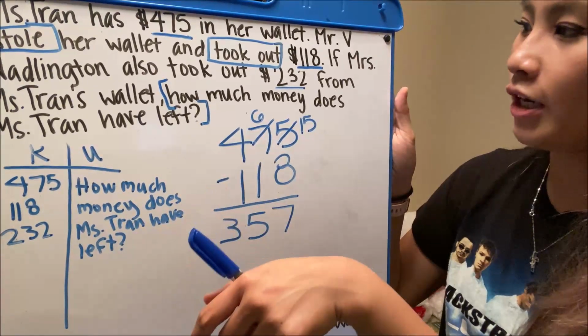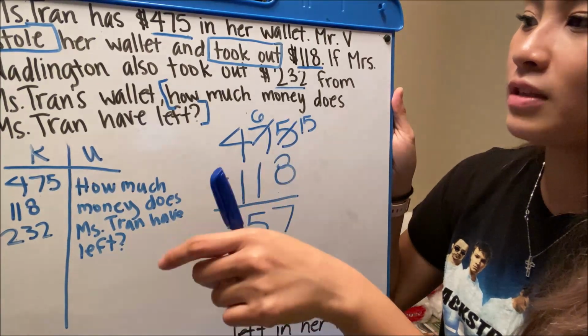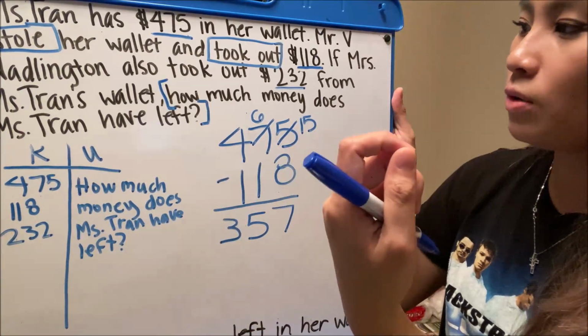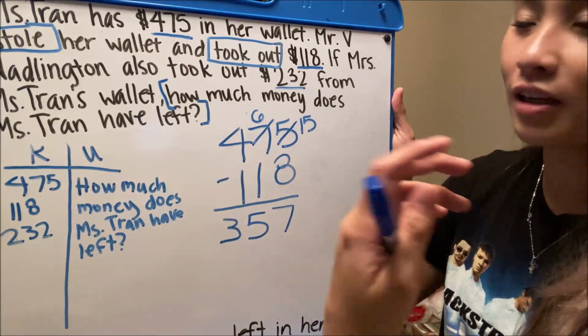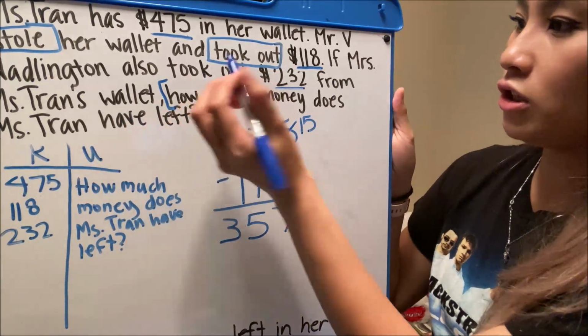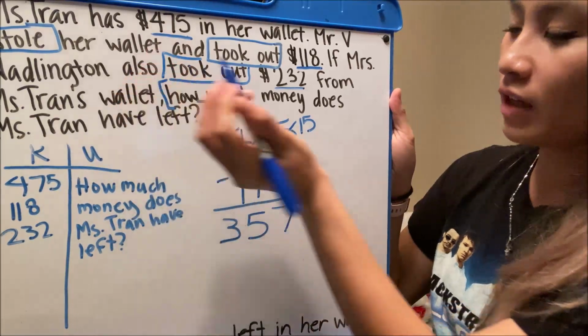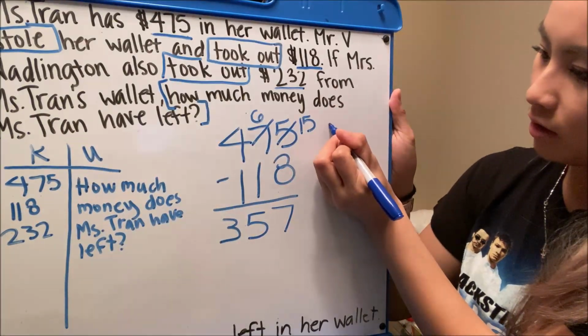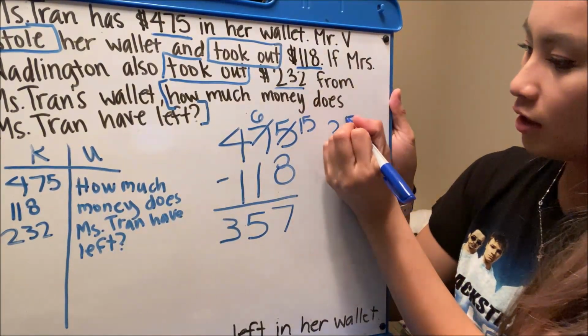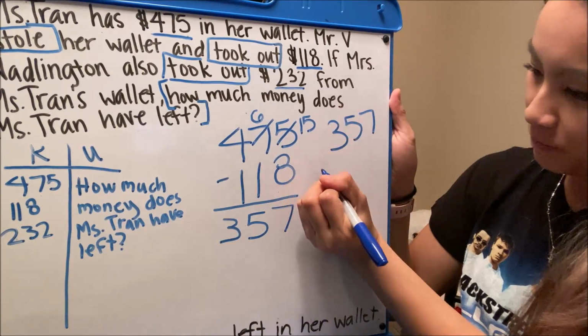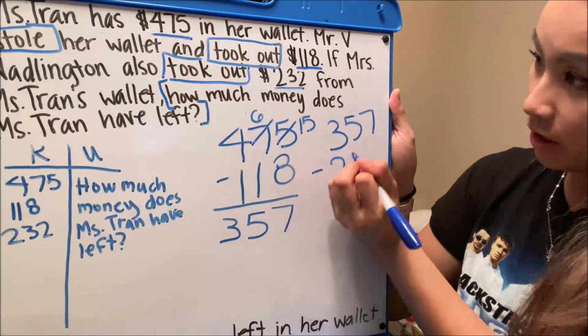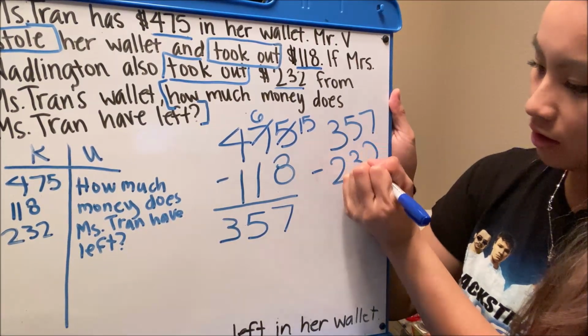But we are not done yet because Mrs. Wallington also took out $232 from my wallet. Again, she took out, which means we are going to subtract. So 357 minus 232.